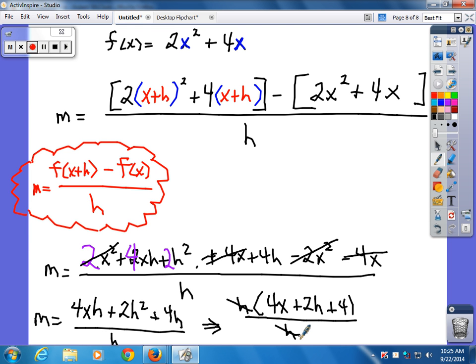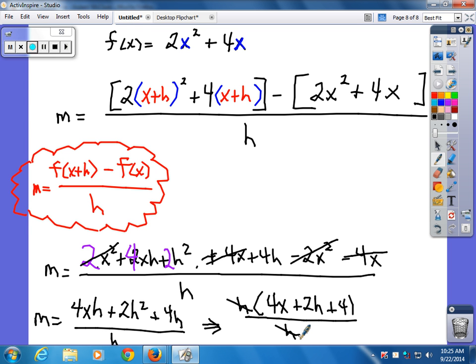Yes. You can factor out a 2. Well, yeah, you could. Let me check the answer. The answer is 4x plus 4. That's going to be the answer, so that would be correct. Because what's going to happen to the h? It's eventually going to cancel because you're going to plug in 0 for it. But do not factor out a 2. Just leave it like that.